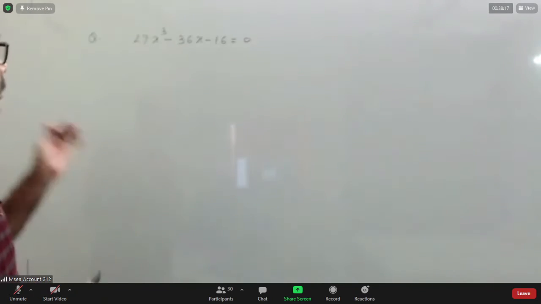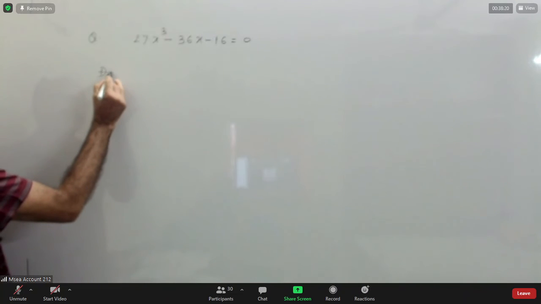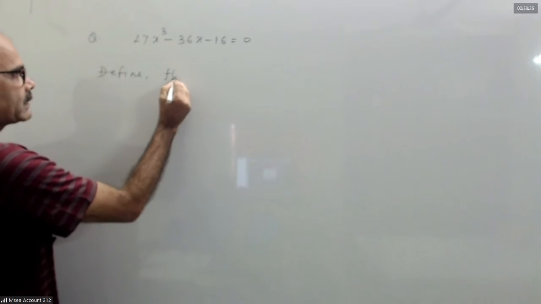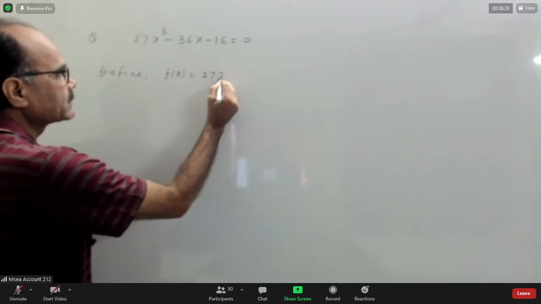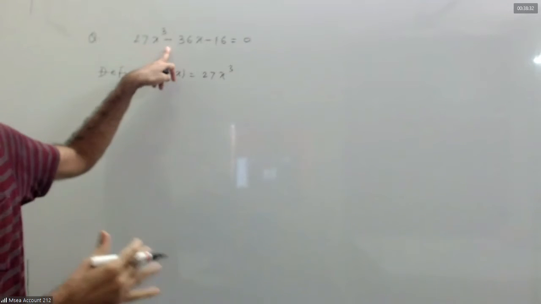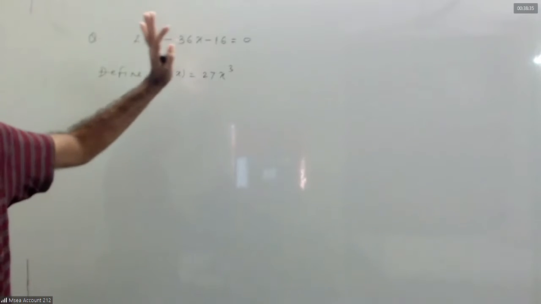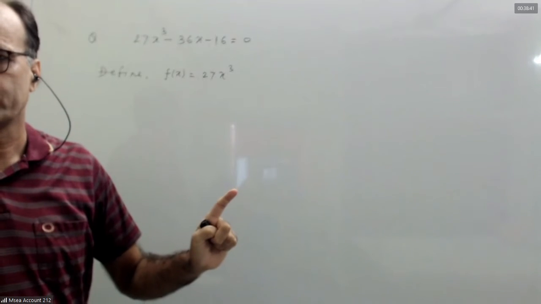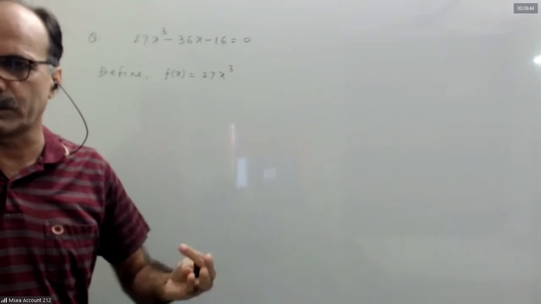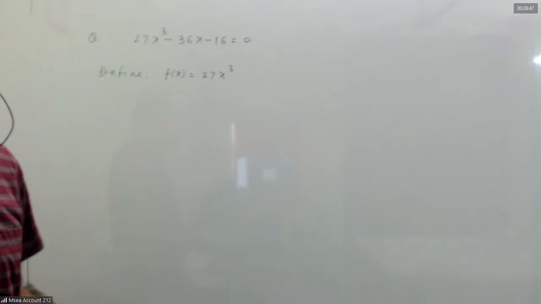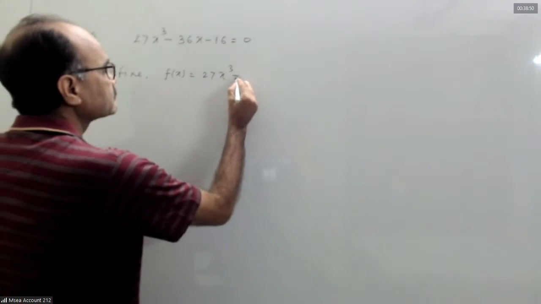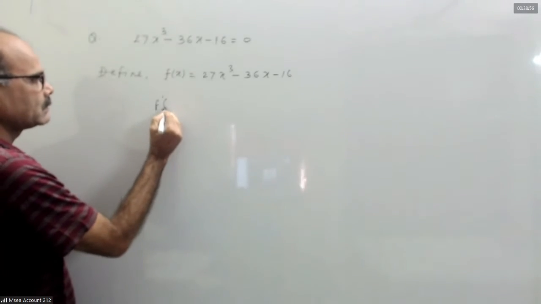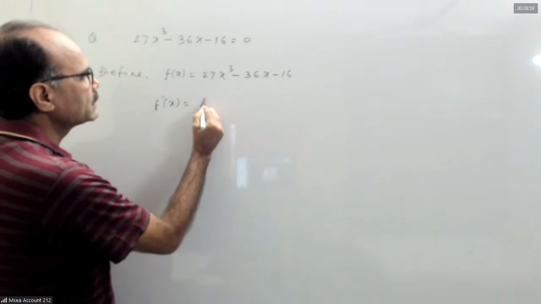Okay, so let us first define f(x) equals 27x cube. Here we are not getting any simple root because this question is from some other book. But definitely, if there is a higher degree equation, there will be some simple root. Based on my experience, I am telling you. Simple roots means 1, minus 1, 2, minus 2, like that, not higher numbers. 36x minus 16. f dash x.